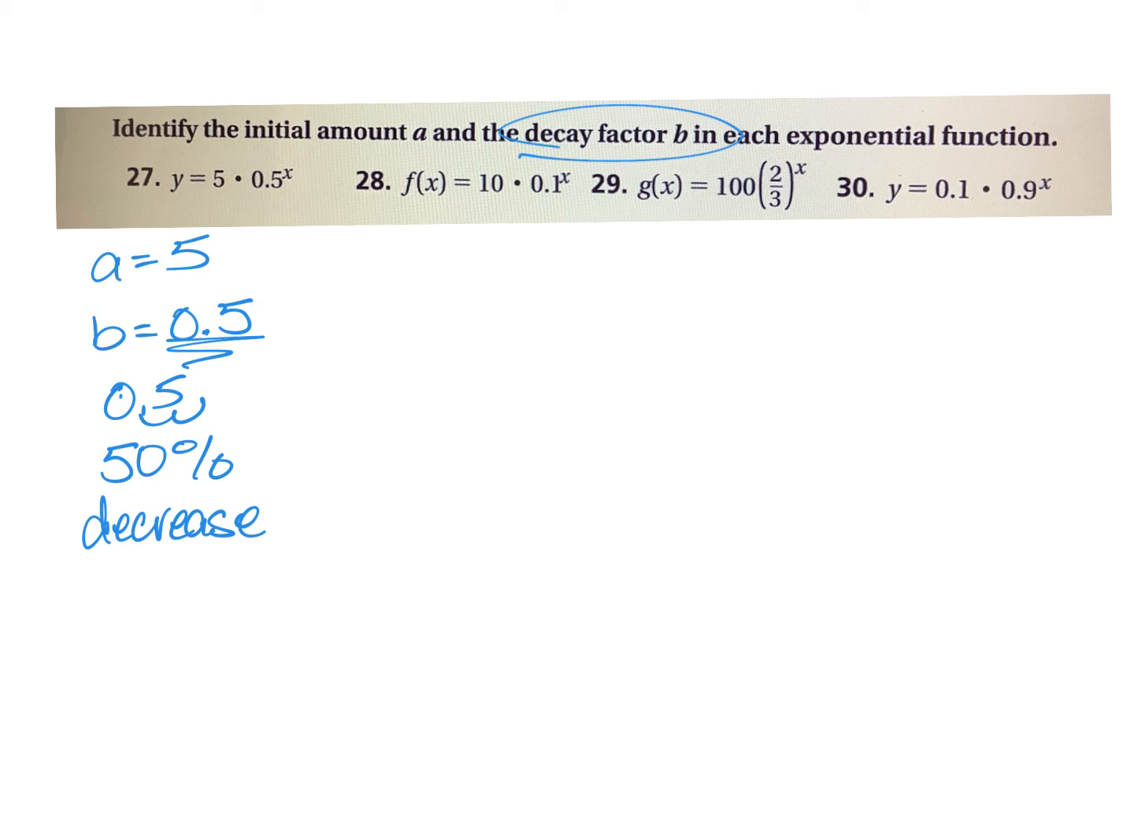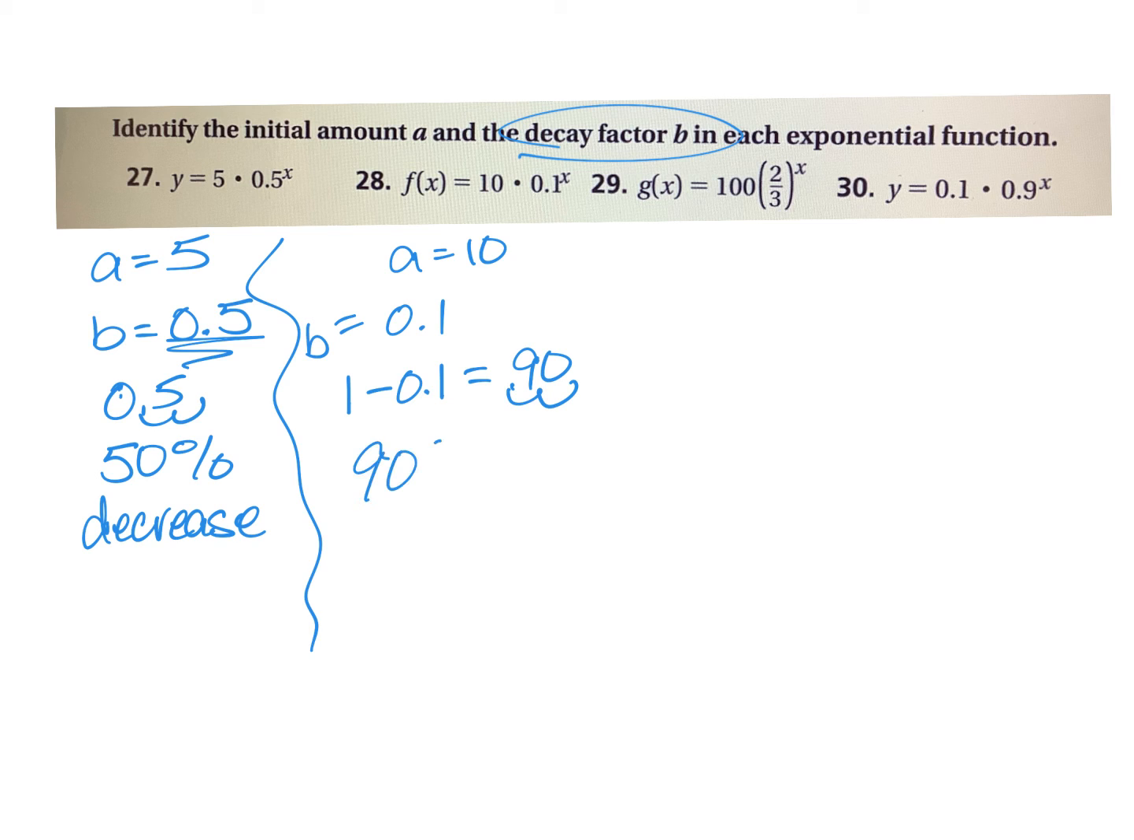So let's look at the next one. A is 10 as the initial value. We have 0.1 for B. Actually, hold on. I need to decide what's left. So it'd be 1 minus 0.1, which would actually be 0.9, or 90%. So that's the amount remaining. So in this case, it would be a 90% decrease.